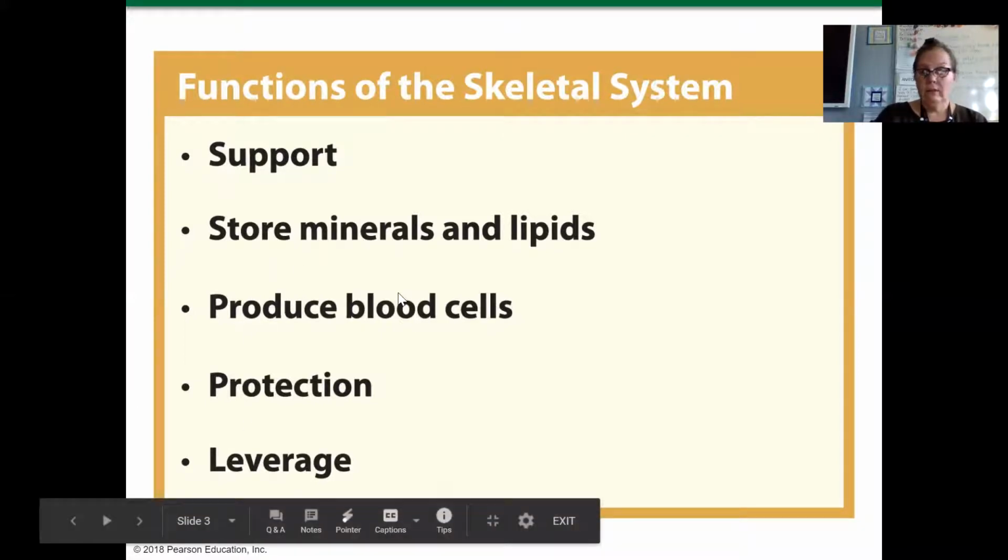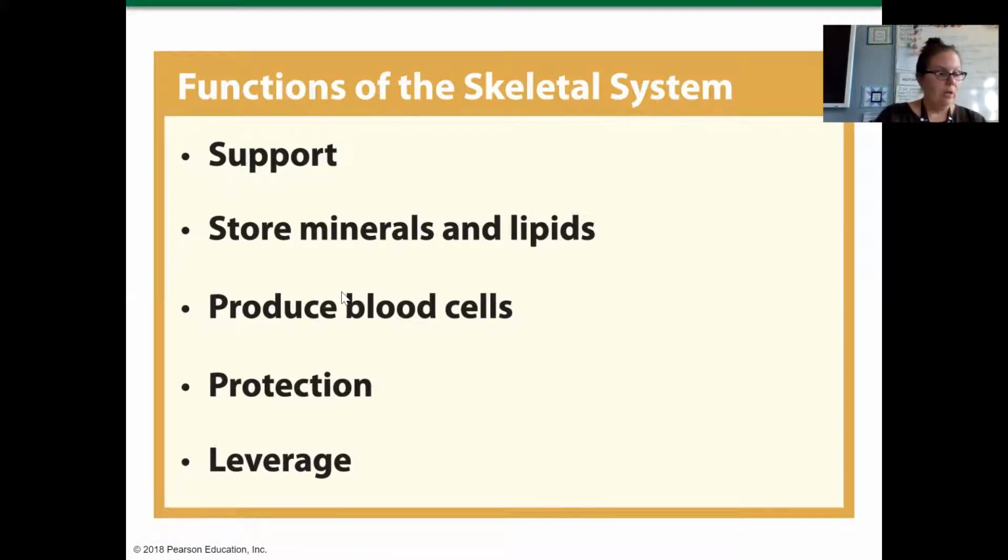The marrow inside of a long bone, in the cavities of bones, is able to produce all the types of blood cells: red blood cells, white blood cells, and platelets for the circulatory system.